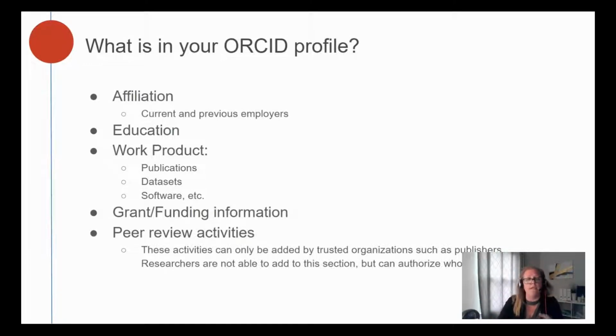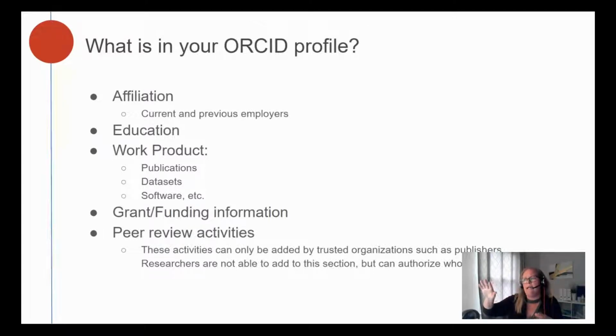You can also include grant or funding information, and then also peer reviewed activities. So I briefly touched on this on the previous slide. These are things that only trusted organizations can add, peer reviewed activities. We can get into trusted organizations in just a minute, but the publisher would be the one to add that to your profile for you. So something to keep in mind.